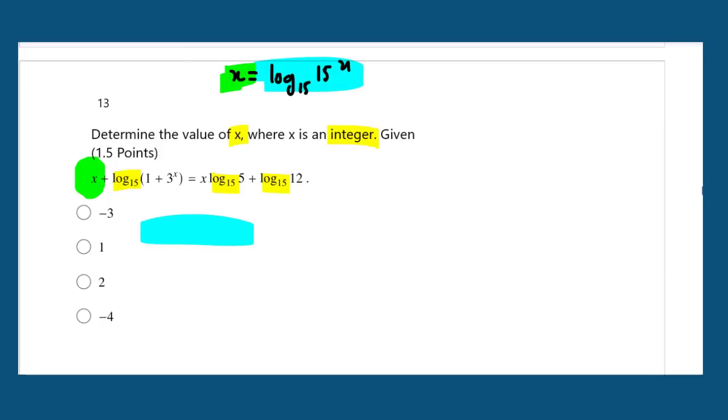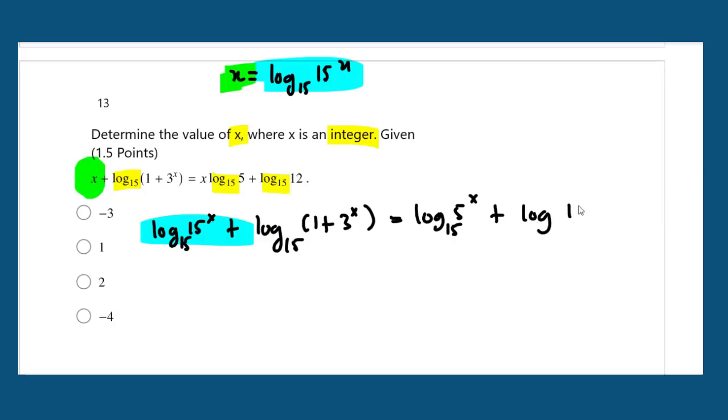Here, we have log 15 power x base 15 plus log 1 plus 3 power x base 15 is equal to log 5 power x base 15 plus log 12 base 15. So we're going to use the first law of log: log m plus log n is equal to log m times n.